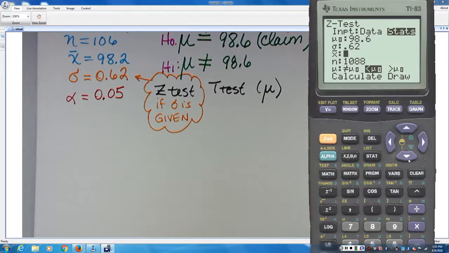And then it asks us, okay, what is the sample mean? Well, the sample mean is 98.2. And then the next thing they ask us is, how big is the sample? What is your sample size? That's 106. And then what does H1 say? H1 says not equal to 98.6. And there again, we calculate or draw. Now remember, showing your work means you copy down what you put on that screen.